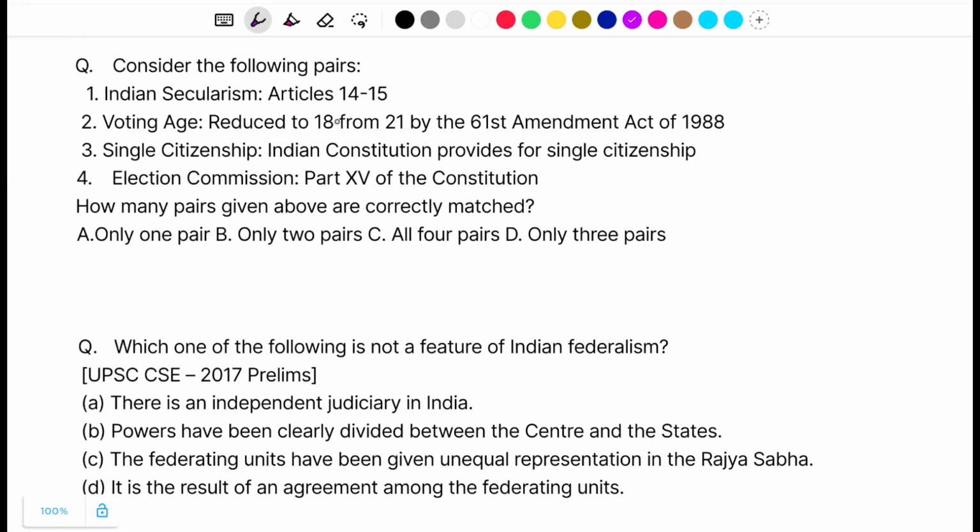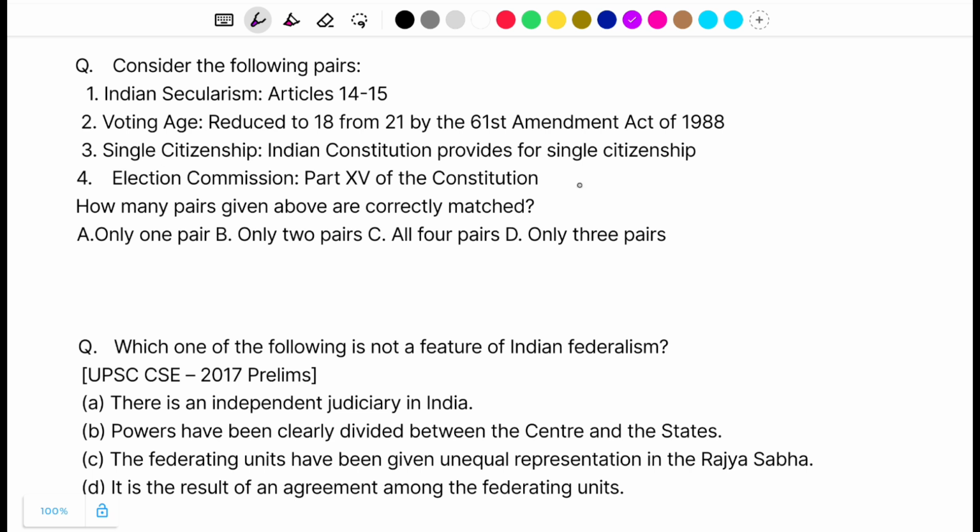Consider the following pairs. There's no scope for elimination. We have to consider everything. Indian secularism, Article 14, 15. Okay. Voting age, second pair. Voting age is reduced to 18 from 21 by the 61st Amendment Act of 1988. Okay, looks good.